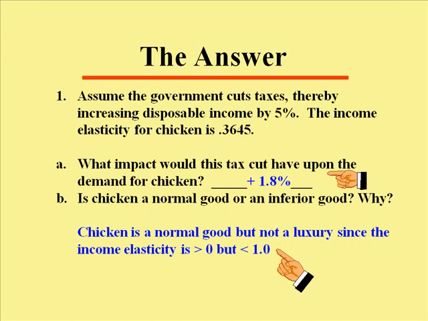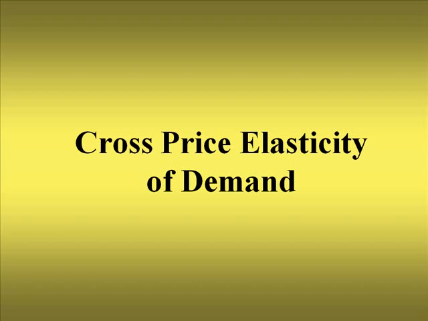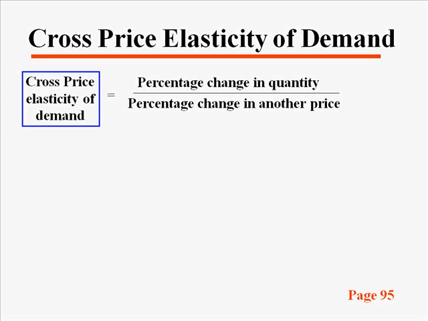So I came up with 1.8. I need to know if that's a normal good or an inferior good. You'll go back to the chart on the previous slide and see that chicken is a normal good. I'm not really concerned about the necessity and luxury. I'm really more concerned about normal versus inferior goods.